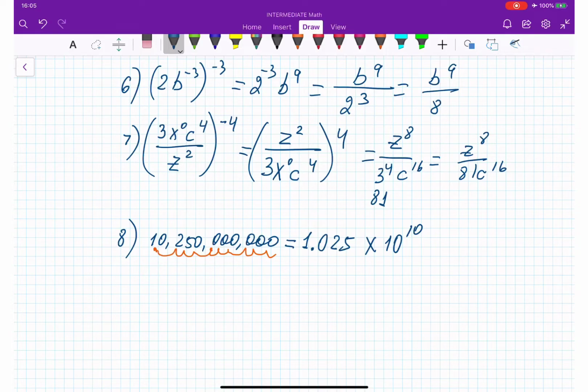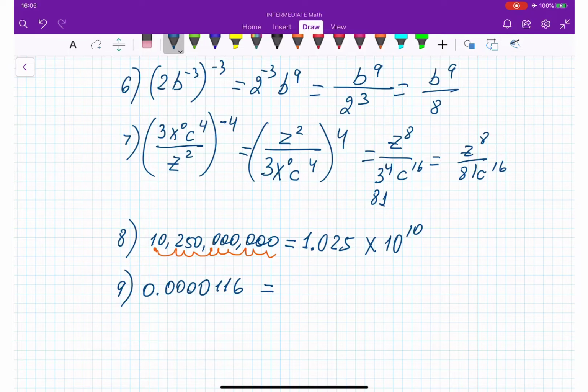Question number 9. Interesting part here. You cannot take 10, you cannot take 102, because this number has to be less than 10. And we have 1. Question number 9. Now it's going in the opposite direction. We have 0.0001116, with 1, 2, 3, 4 zeros.